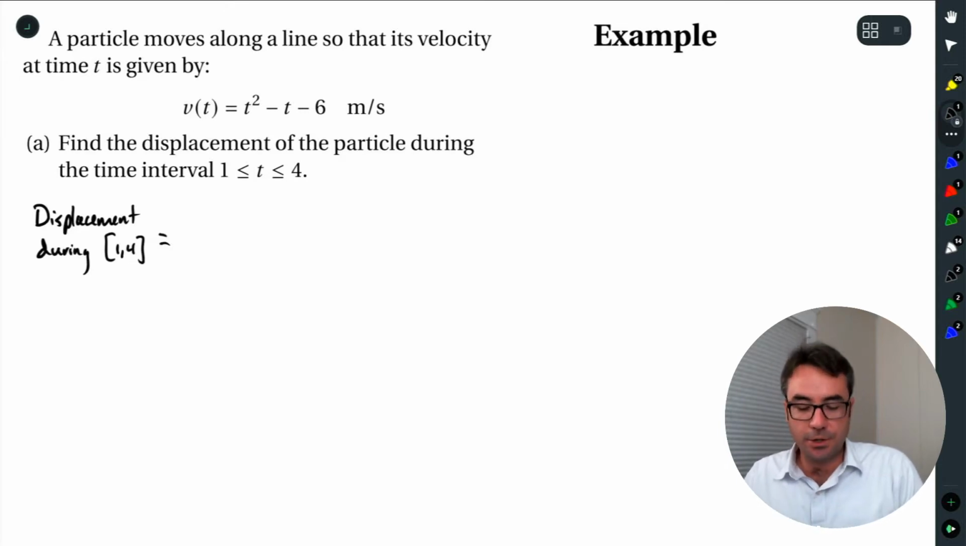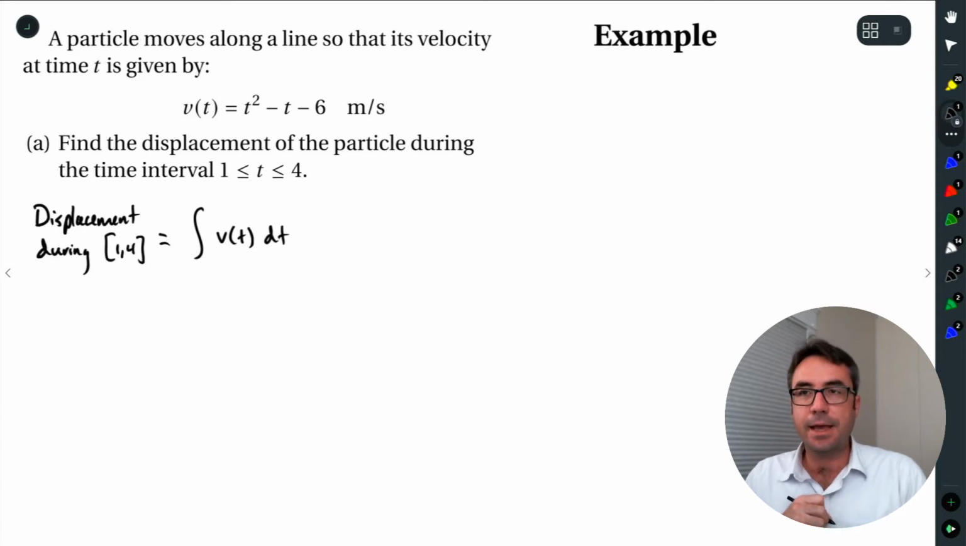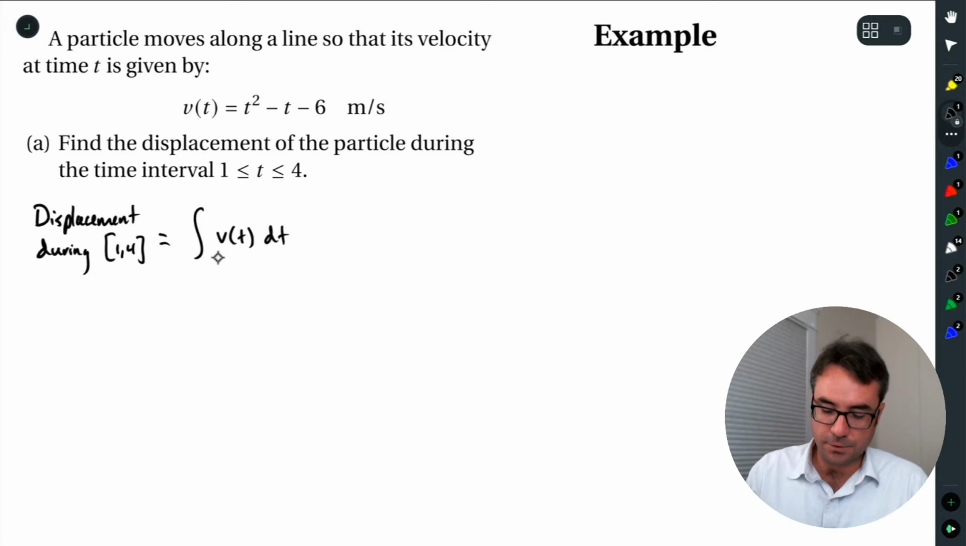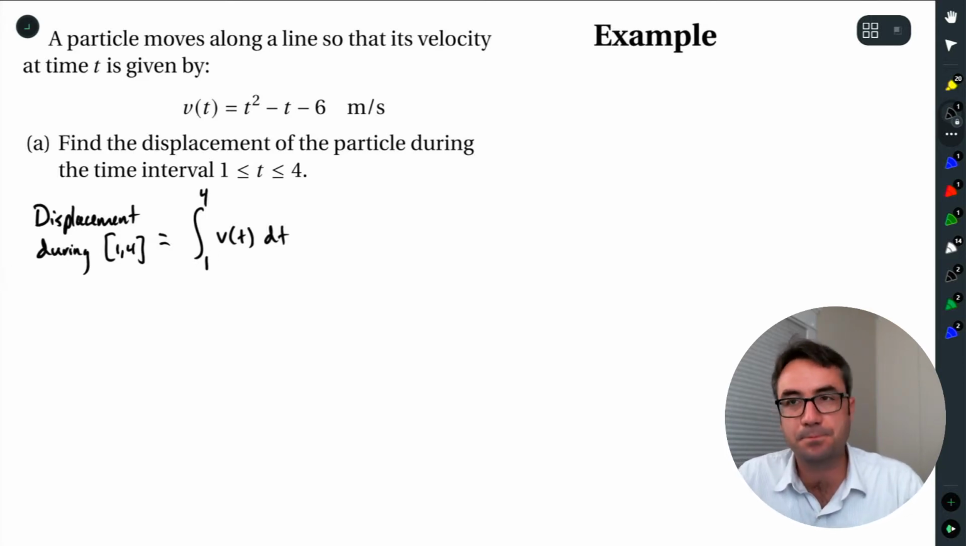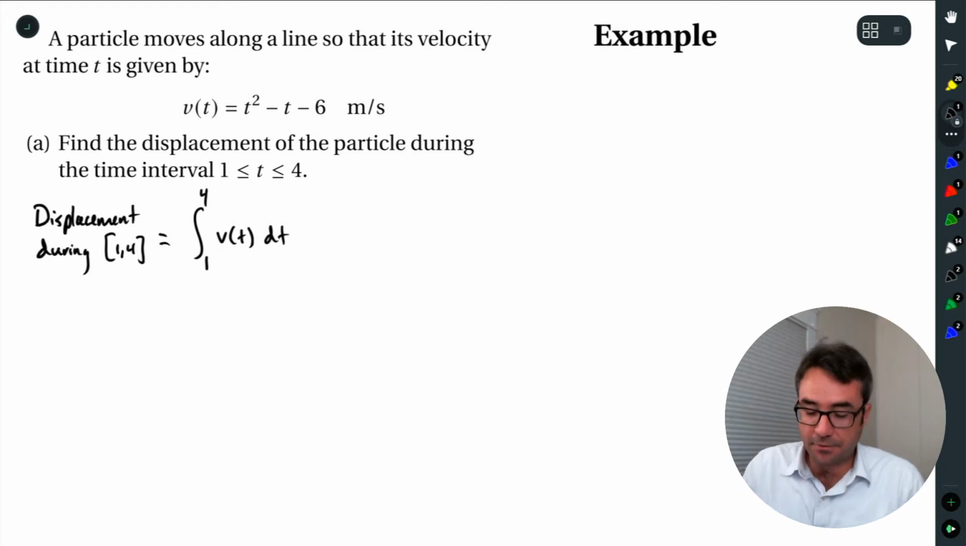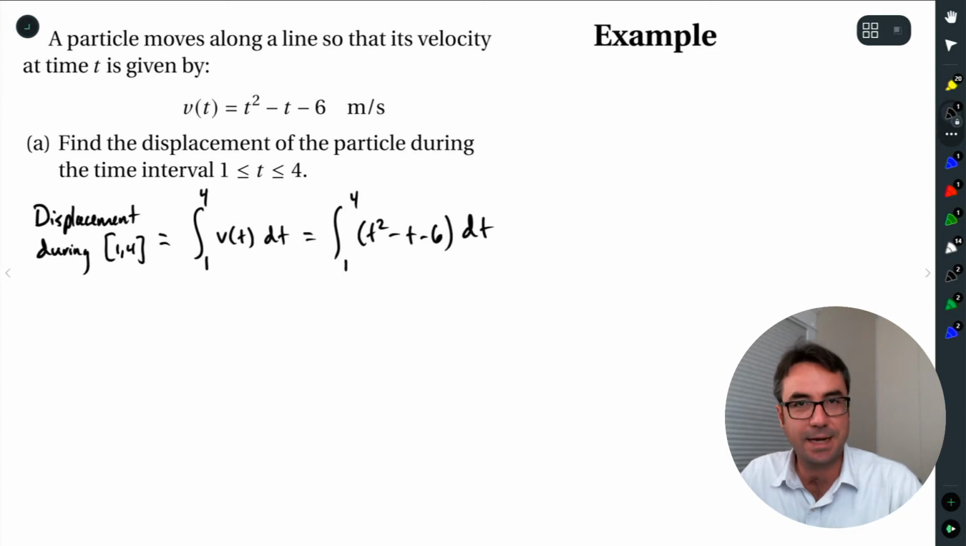So to find this displacement, we're going to integrate our velocity function over this time interval from 1 to 4. We're going to calculate this definite integral, and that's going to give us displacement. Let's fill in our function. We're doing the integral from 1 to 4 of t squared minus t minus 6, with respect to time, t.